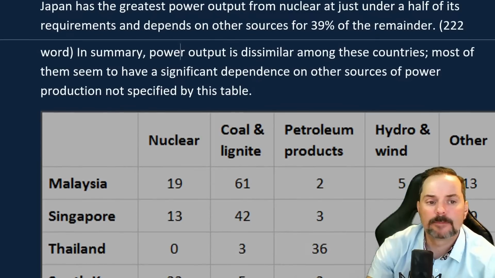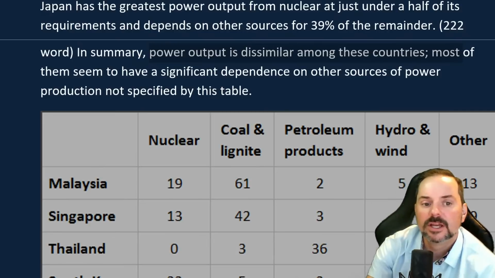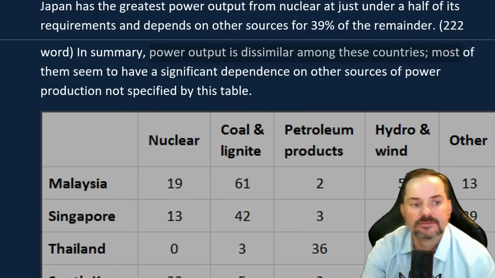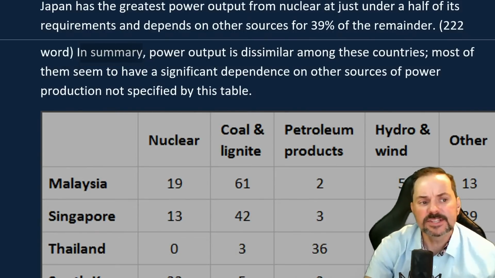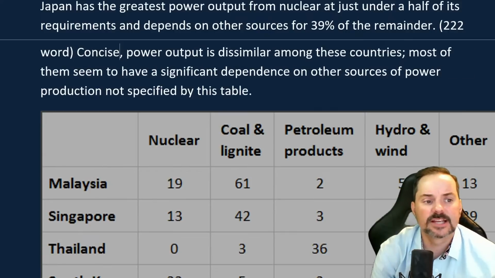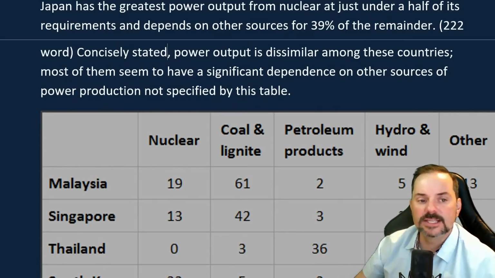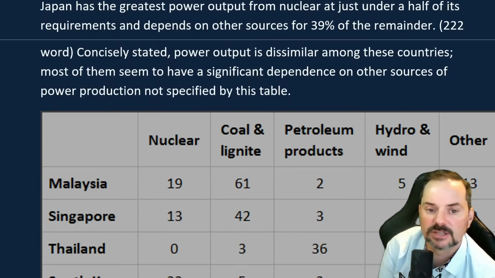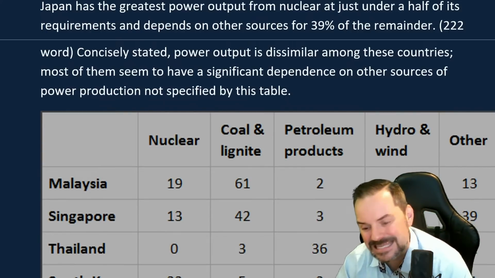Concisely stated, power output is dissimilar among these countries. Most of them seem to have a significant dependence on other sources of power production not specified by the table. Instead of in summary, I would actually like to say concisely stated, right?